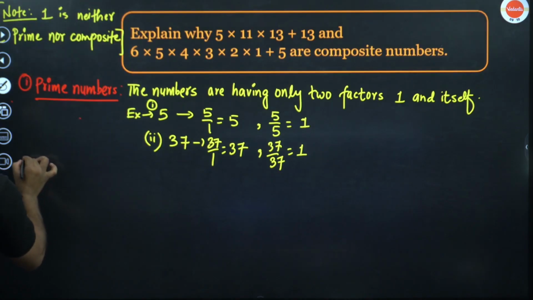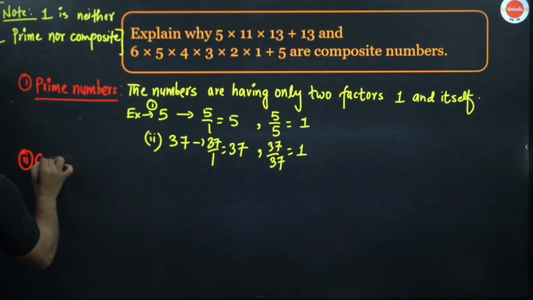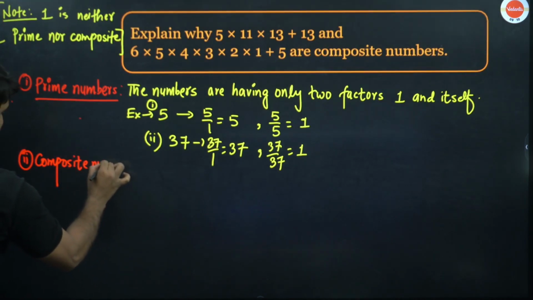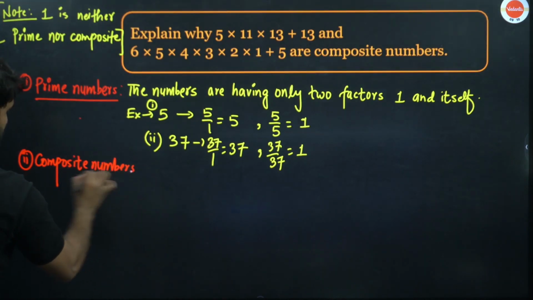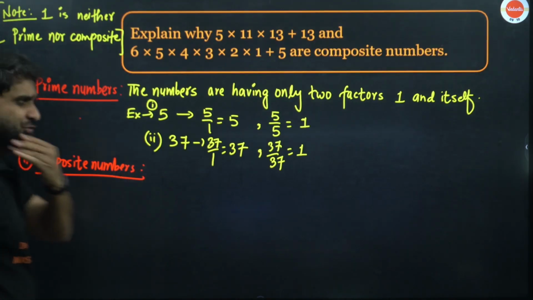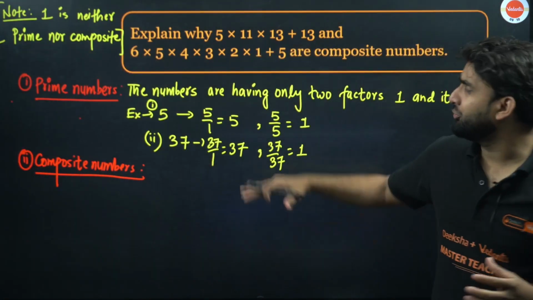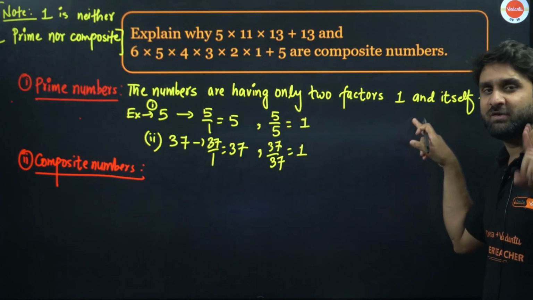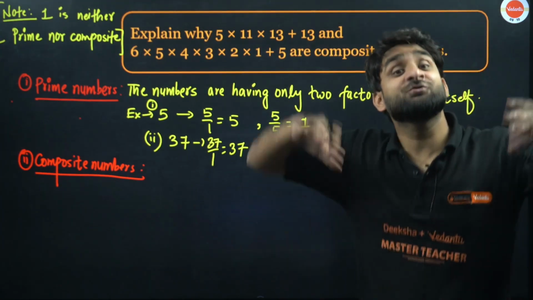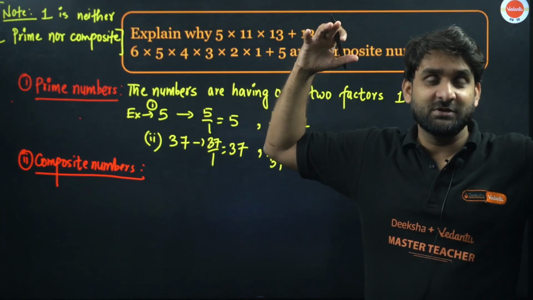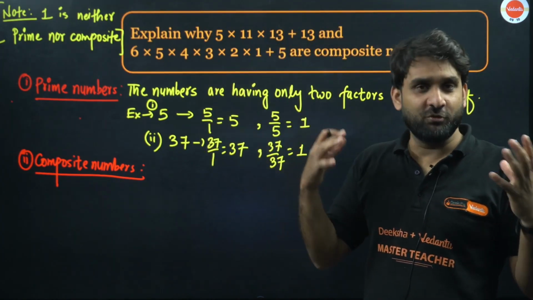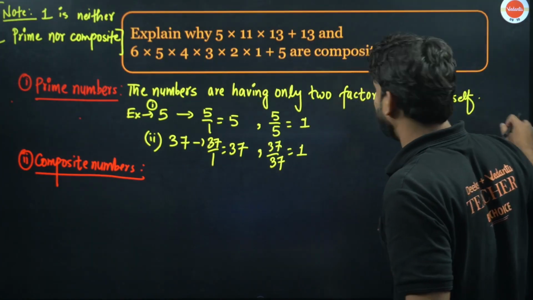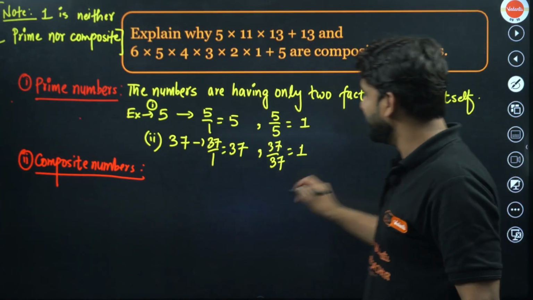Now let's talk about composite numbers. Composite numbers are so simple, just the opposite of this. How many factors do prime numbers have? They have only 1 and itself. Now a composite number will have so many factors apart from 1 and itself. I mean, more than 2 factors will be there. So my dear champion, what will be the definition? Let's write the definition.